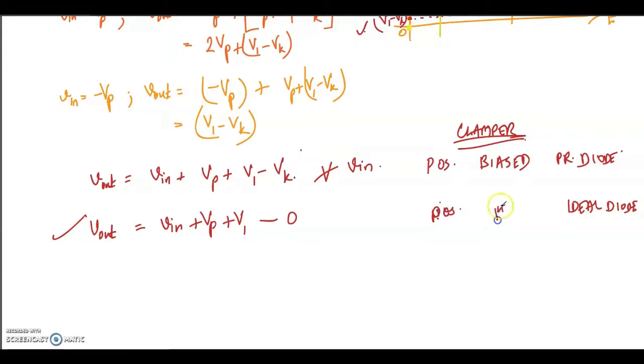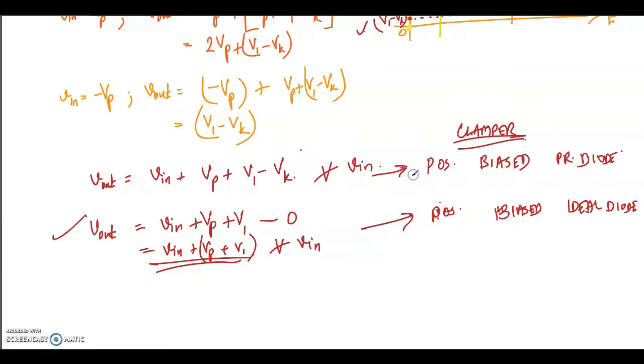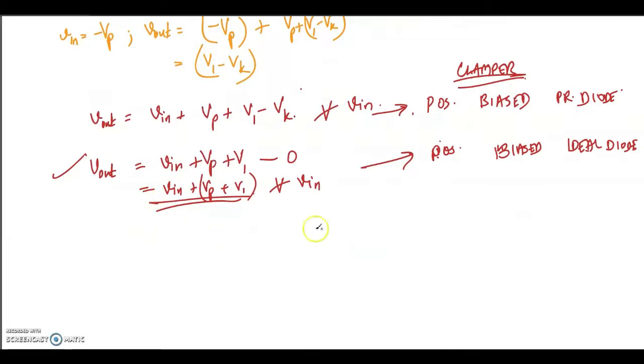Positive biased clamper with ideal diode. In case of ideal diode, Vk becomes 0. Therefore, this is equal to Vin plus Vp plus V1. Easy, isn't it? For all Vin. This is this case. Can we do it once more? One more: positive, no bias, and not practical. That means ideal diode, not practical diode.